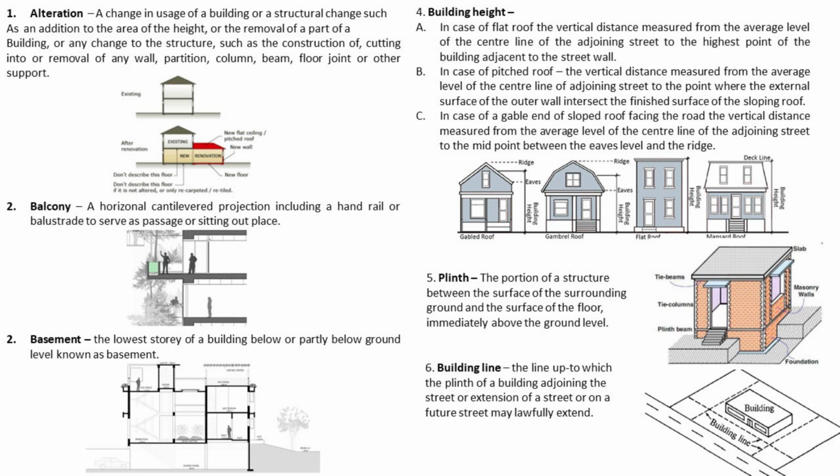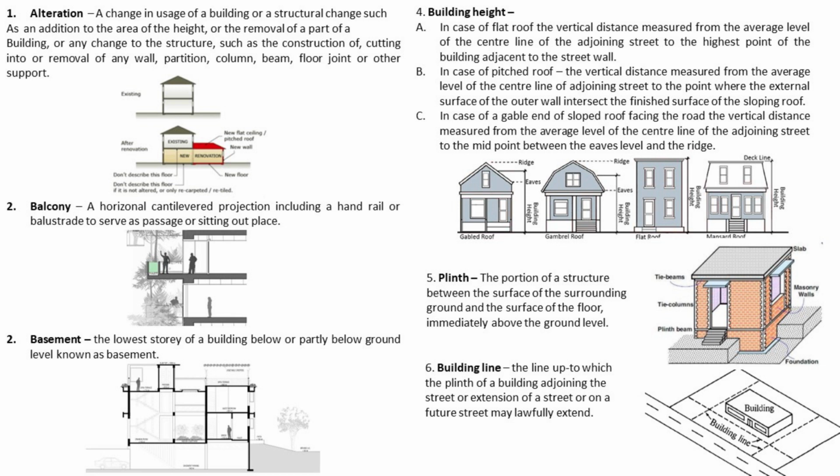Then in case of pitched roof, the vertical distance measured from the average level of the center line of the adjoining street to the point where the external surface of the outer wall intersects the finished surface of the sloping roof. In case of gable end roof or slope roof facing the road, the vertical distance measured from the average level of the center line of the adjoining street to the midpoint between the eaves level and the ridge.